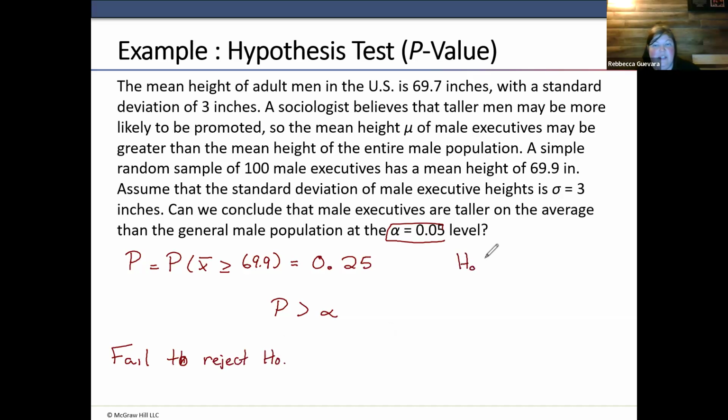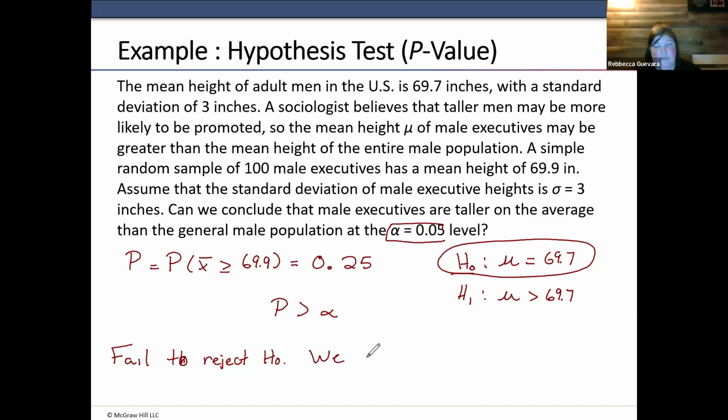Remember, my null hypothesis was that executives' mean height would be 69.7 inches. My alternative hypothesis was that only tall men get to be executives, so we expect it to be greater than 69.7. And I just said I fail to reject the null claim. We do not have evidence that taller men are more likely to be promoted.